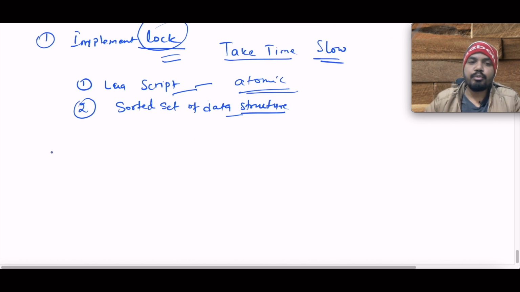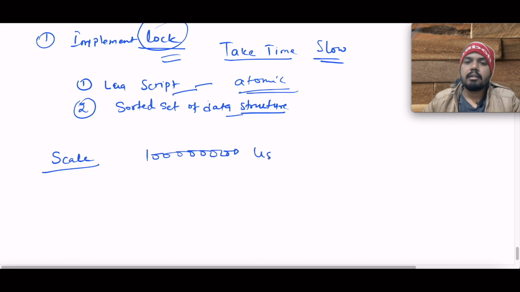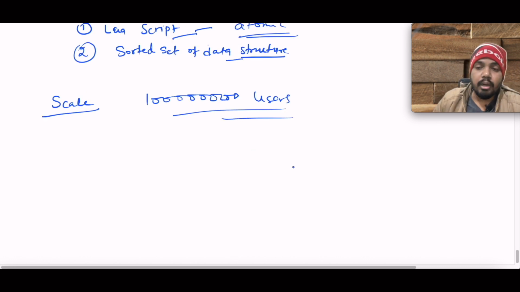Now suppose you want to scale your system for millions of users. If you want to scale your system for millions of users, one rate limiter is not enough to handle all the traffic from those users. To fix this, you have to use multiple rate limiter servers.